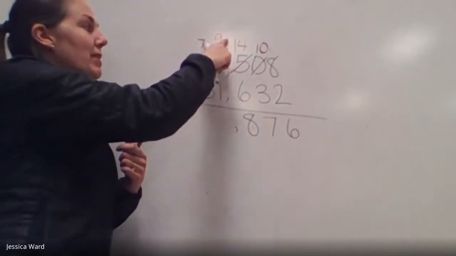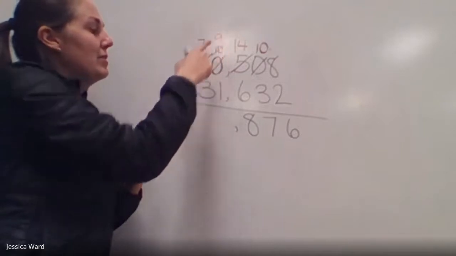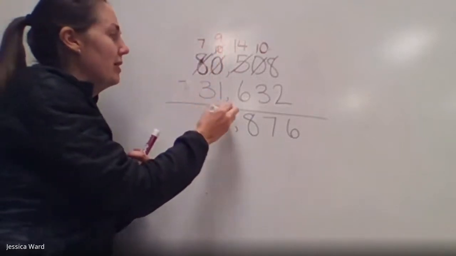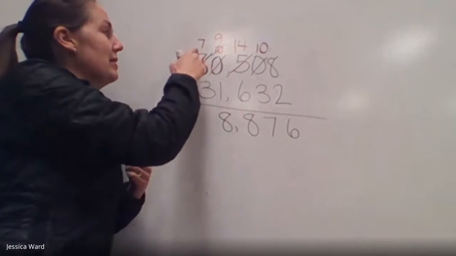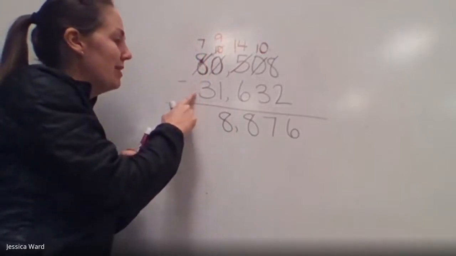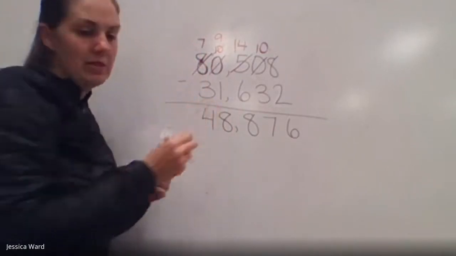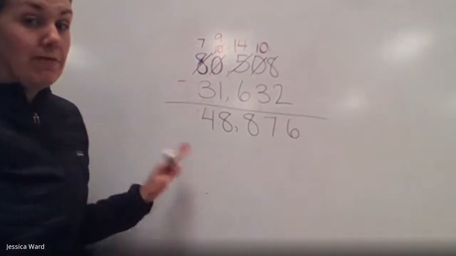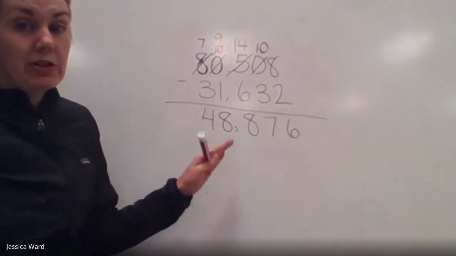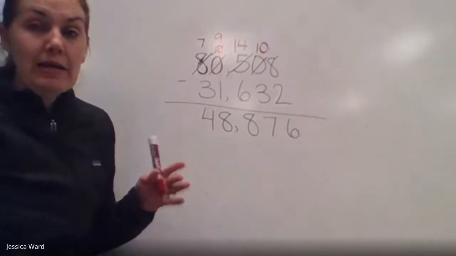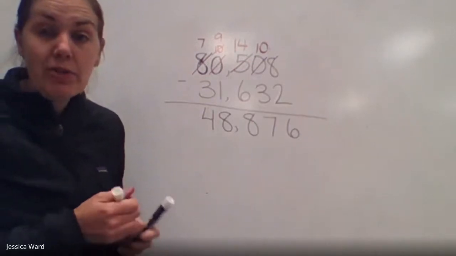Now I'm coming over to my thousands. I have 9,000. Take away 1,000 is going to leave me with 8,000. And 7,000 take away 3,000 is going to leave me with 4,000. So your answer should be 48,876.